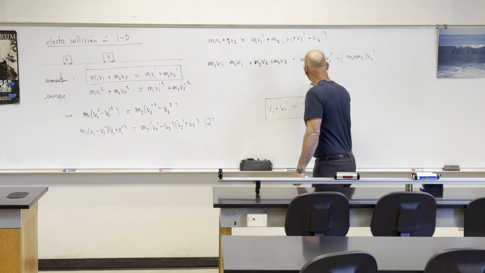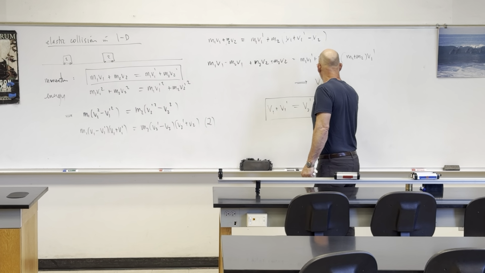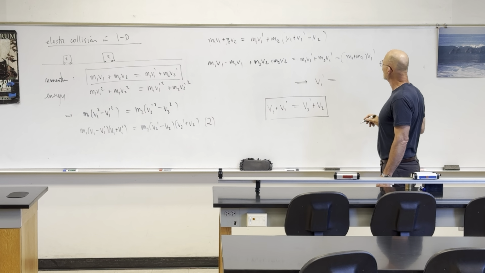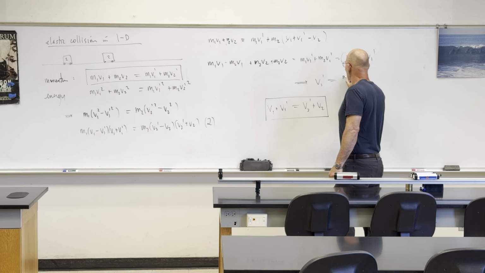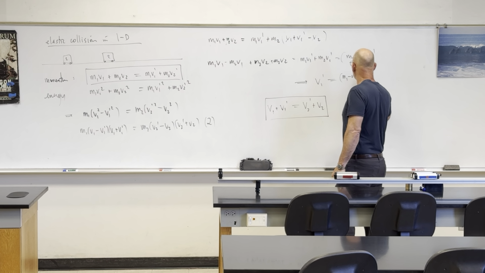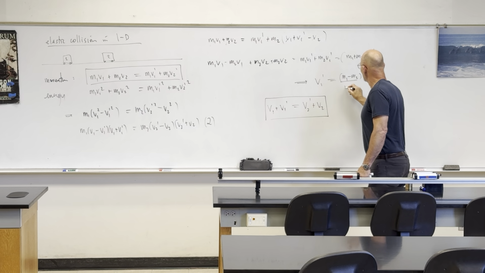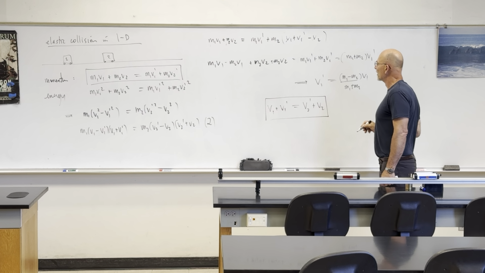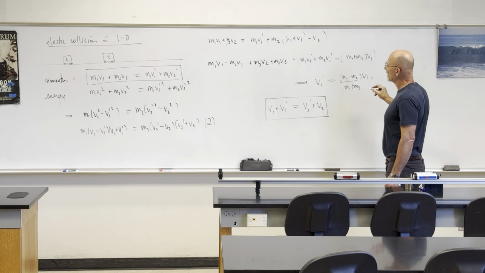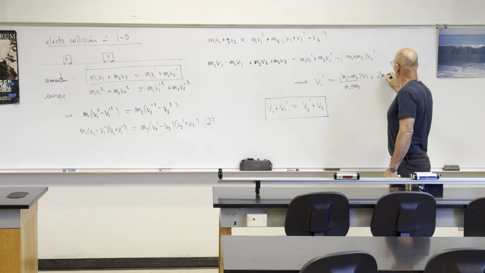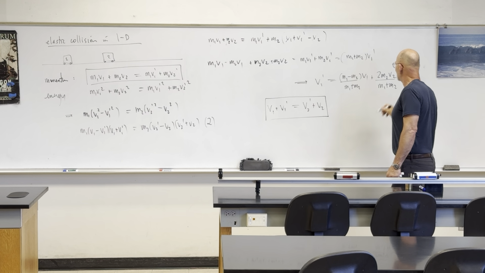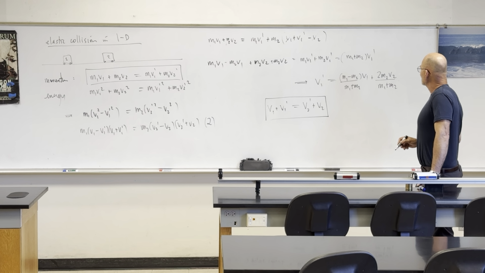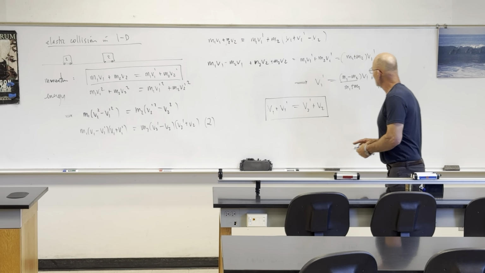So we can now solve V1 prime equals M1 minus M2 V1 over M1 plus M2, plus 2 M2 V2 over M1 plus M2. And we'll check this result in a moment. Pretty sure this one works.